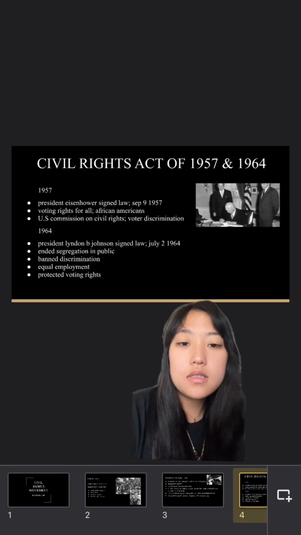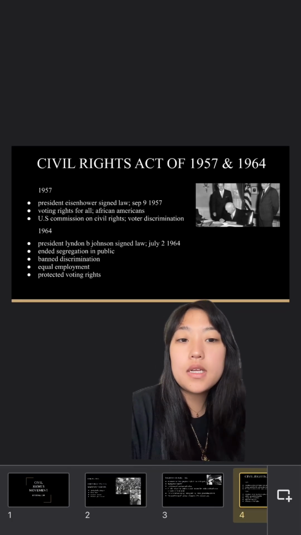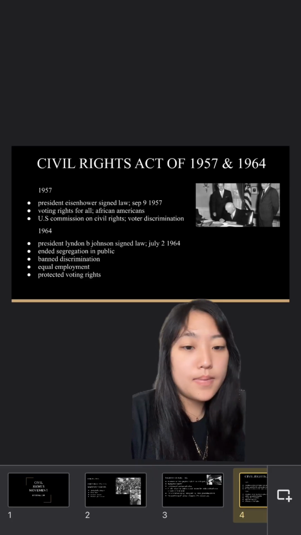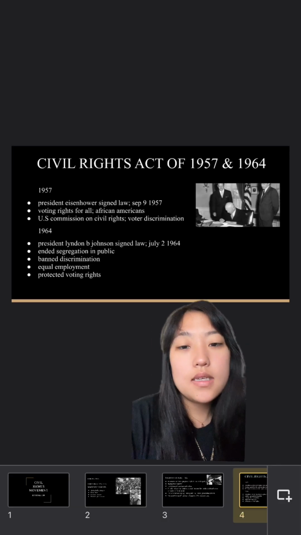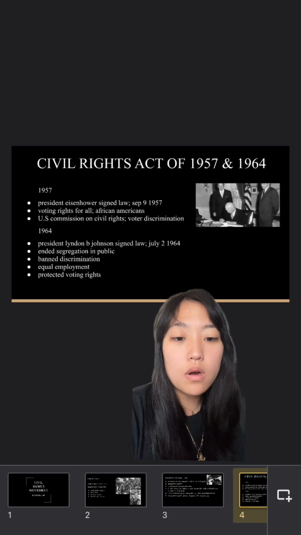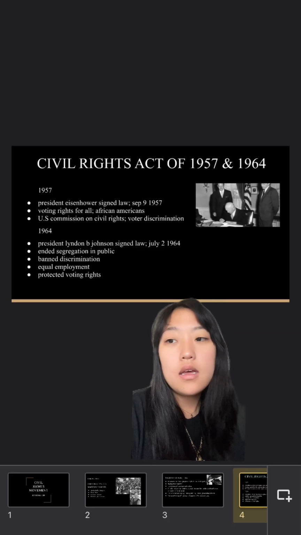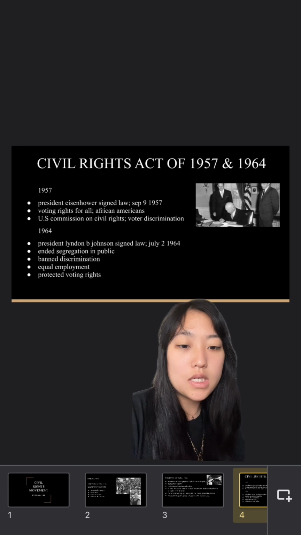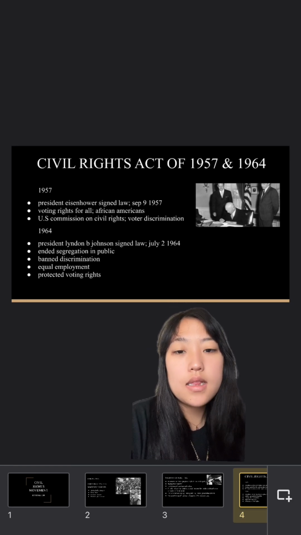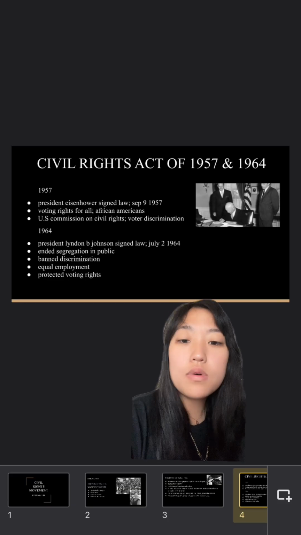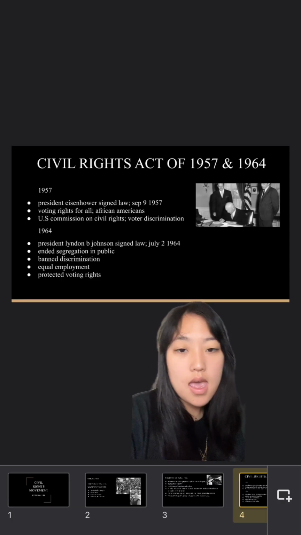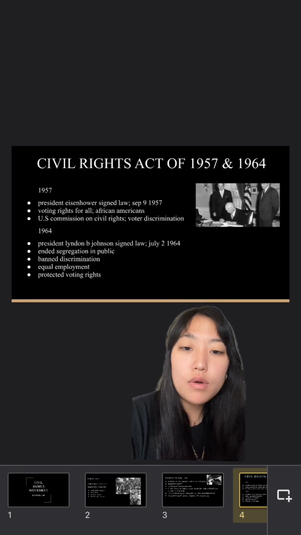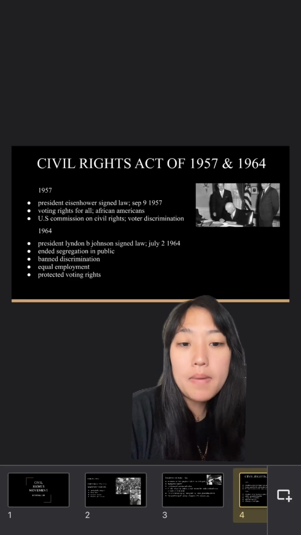Next, I have the Civil Rights Act of 1957 and 1964. I combined these two because I thought they were pretty relevant to each other. In 1957, it focused more on voting rights and getting rid of voter discrimination. The law was signed by President Eisenhower on September 9th, 1957, and this finally gave voting rights for all, especially for African Americans.